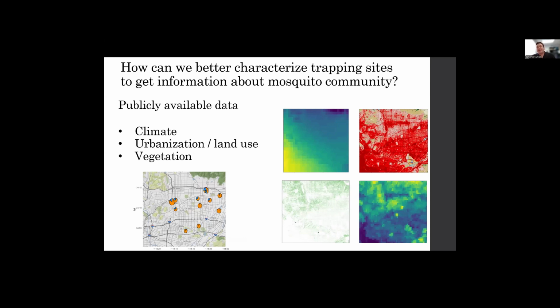To characterize these trapping sites and get information about how that relates to the mosquito community, I used lots of publicly available data, in 3 broad categories. First, climate. Historical climate, as you can see in this top left box, is the average mean temperature, which does get cooler as you move away from LA proper. I also wanted to look at urbanization and land use, so I have National Land Cover Database data as well as impervious surfaces. And then we also looked at vegetation, so tree canopy cover and vegetation index.